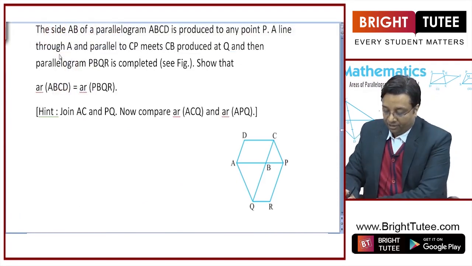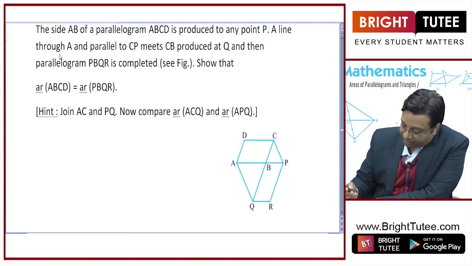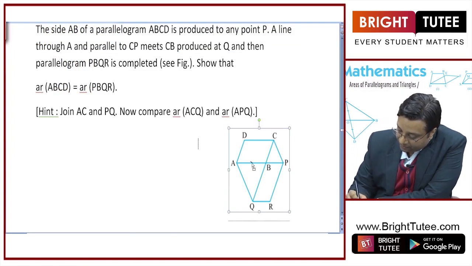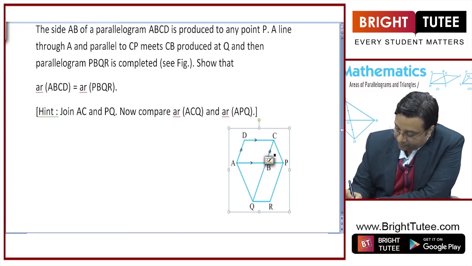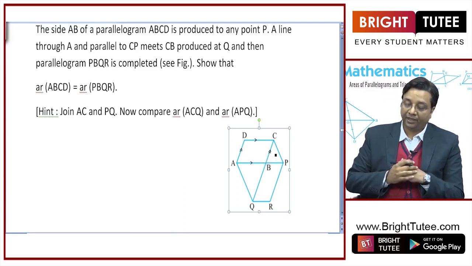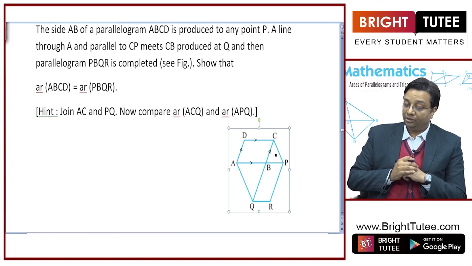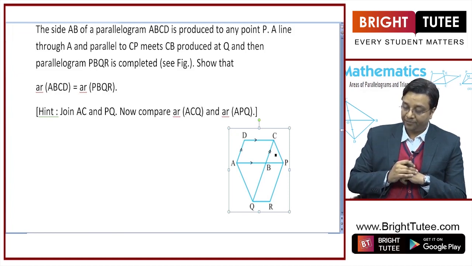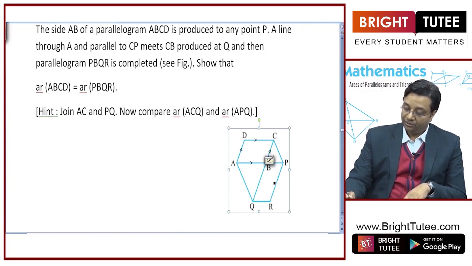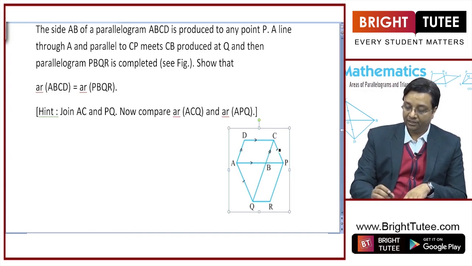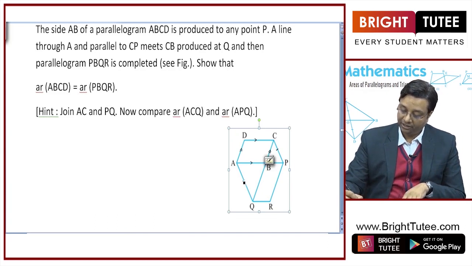Side AB of a parallelogram ABCD. So ABCD is a parallelogram first of all. Okay. And a line through A and parallel to CP meets CB produced at Q. So this is a line AQ parallel to CP. So these two lines are parallel. So let me denote it by these symbols.